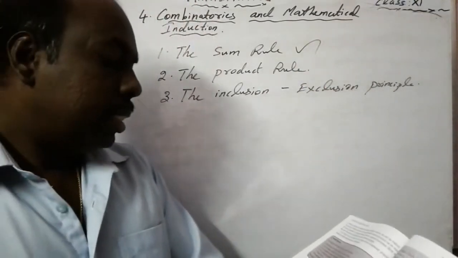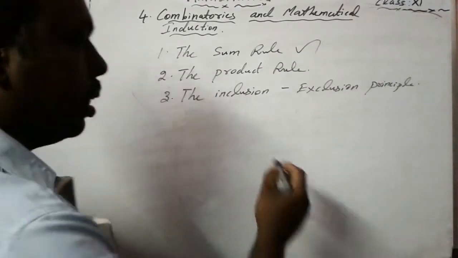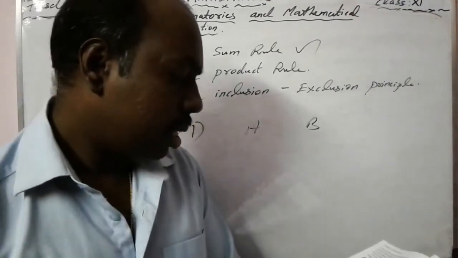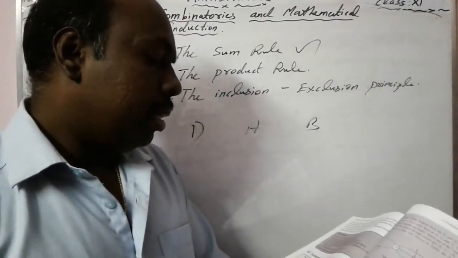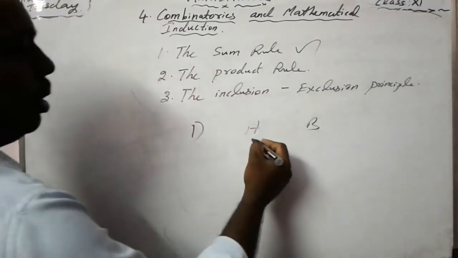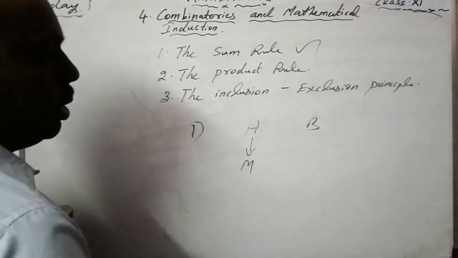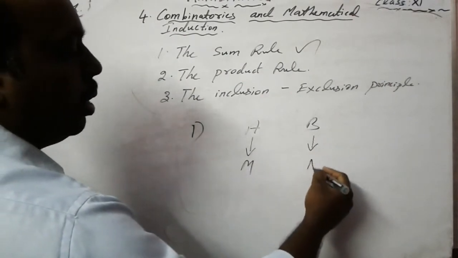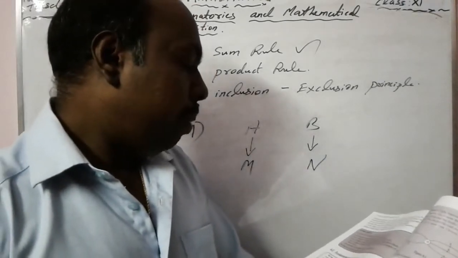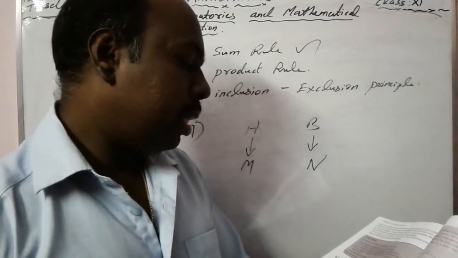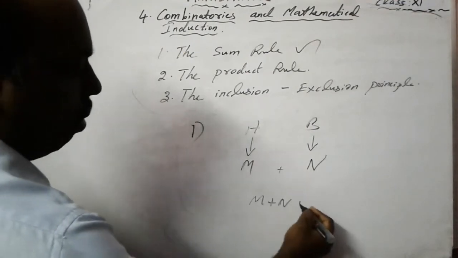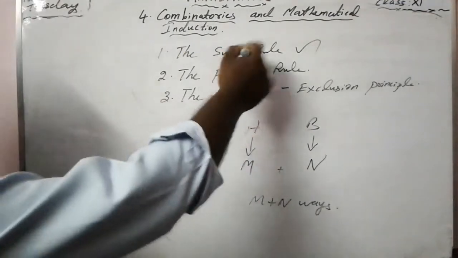So, sum rule. Let us consider two tasks, A and B, which need to be completed. If the first task can be completed in m different ways and the second task can be completed in n different ways, and if these cannot be performed simultaneously, then there are how many ways? m plus n ways. That is called the sum rule.